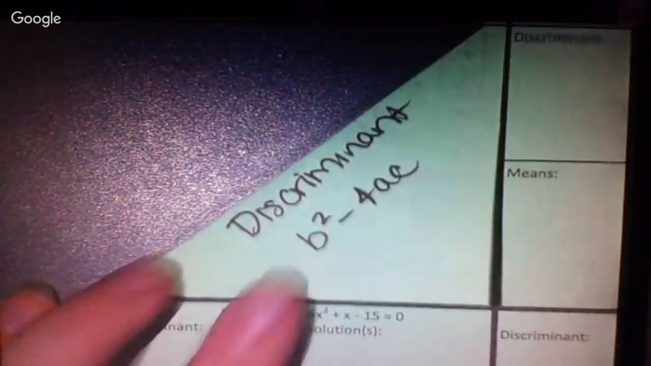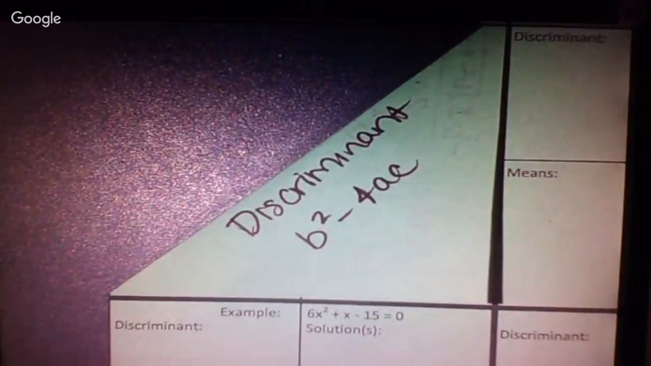On the outside, please put discriminant is b squared minus 4ac. So you know what's underneath that flap, and you can reference it when you need to.